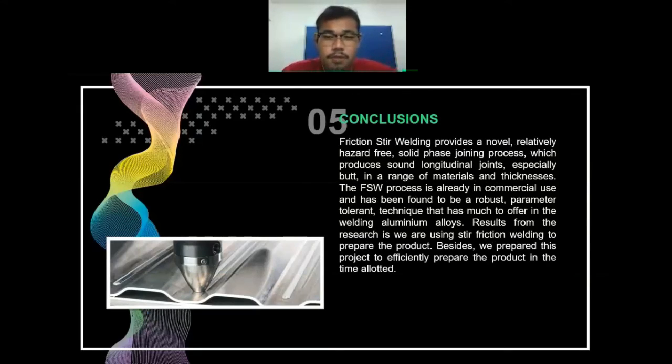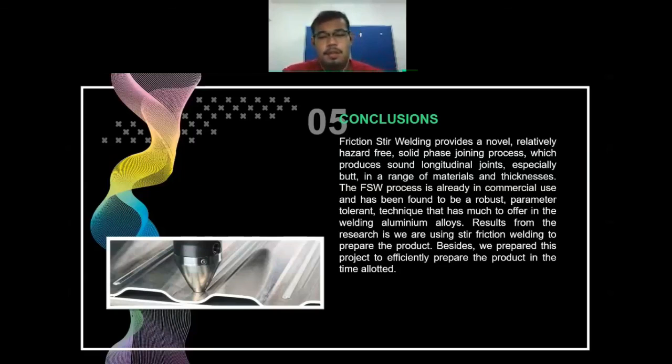The conclusion: friction stir welding provides a novel, relatively hazard-free, solid-phase joining process which produces sound longitudinal joints, especially but not only in a range of material thicknesses. The friction stir welding process is already in commercial use and has been found to be a robust, parameter-tolerant technique that has much to offer in welding aluminum alloy.